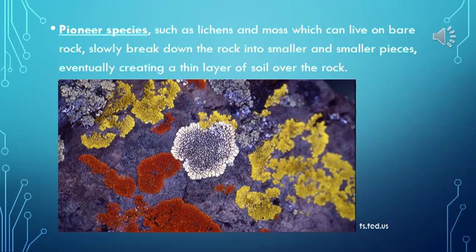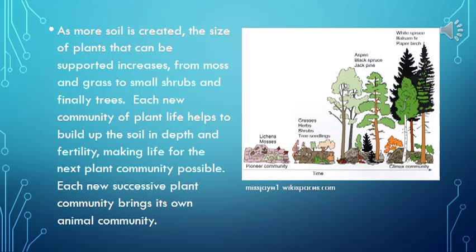Pioneer species, such as lichens and moss, which can live on bare rock, slowly break down the rock into smaller and smaller pieces, eventually creating a thin layer of soil over the rock. As more soil is created, the size of plants that can be supported increases, from moss and grass to small shrubs and finally trees. Each new community of plant life helps to build up the soil in depth and fertility, making life for the next plant community possible. Each new successive plant community brings its own animal community.